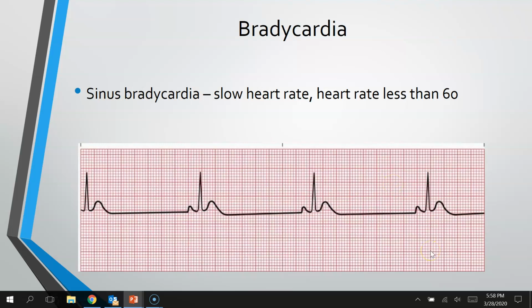Bradycardia is a heart rate less than 60. So you can see we've got our P, our QRS, and our T's, and we have a much longer break here between the QRS segments or the complexes. Bradycardia is anything less than 60, and it's not always bad.